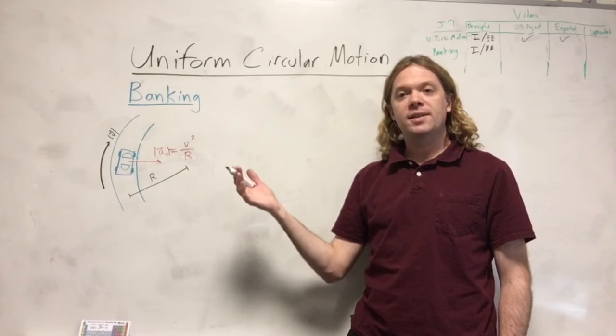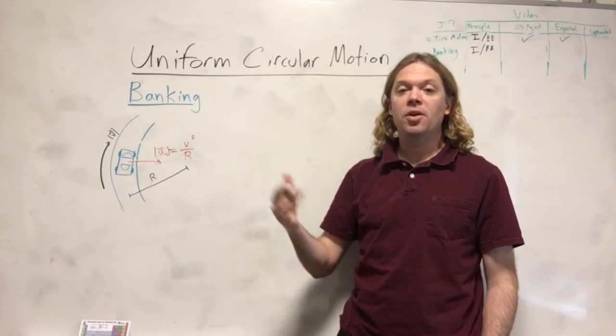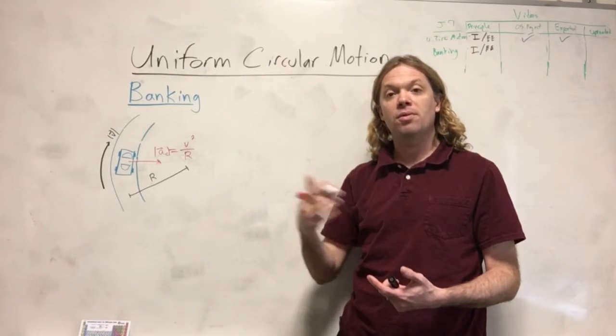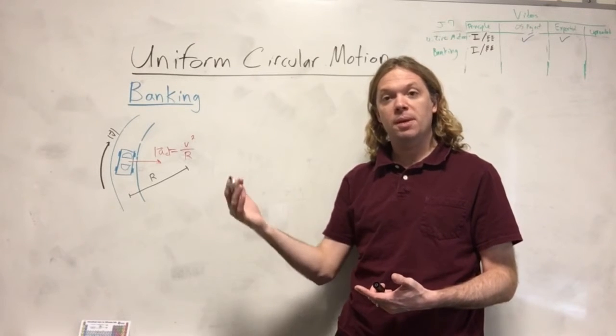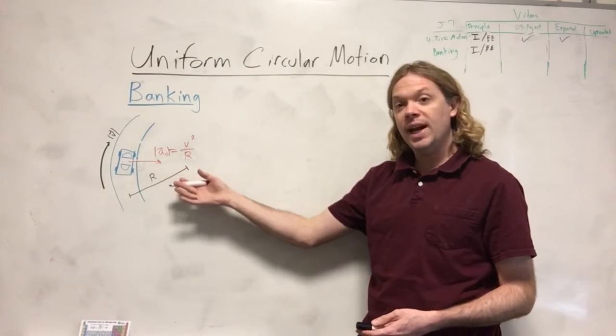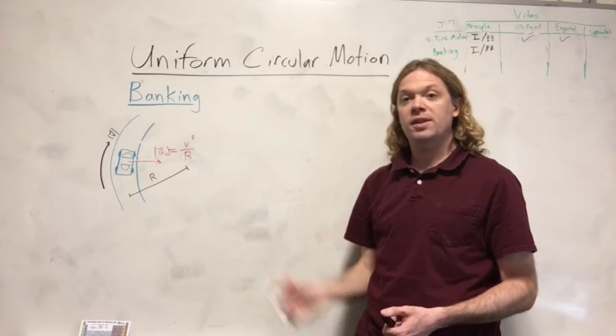Okay, great. So that's the acceleration of the car, but what we know from Newton's second law is that accelerations only happen because of the sum of forces. You add up some forces, divide by the mass, and you get the acceleration. So we should be able to say which forces are creating that acceleration towards the center of the circle.